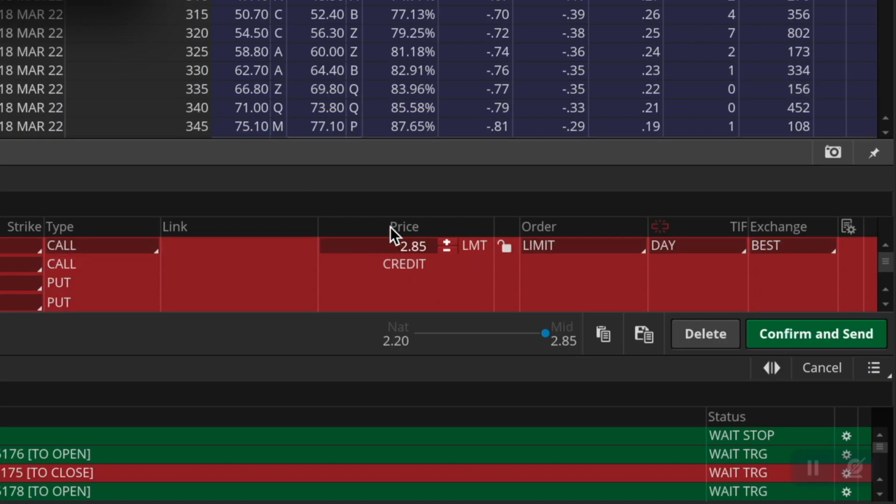And again, this number here is quoted on a per share basis. That's why it says $2.85. But because options are tied to 100 shares per contract, that's why you multiply everything by 100.